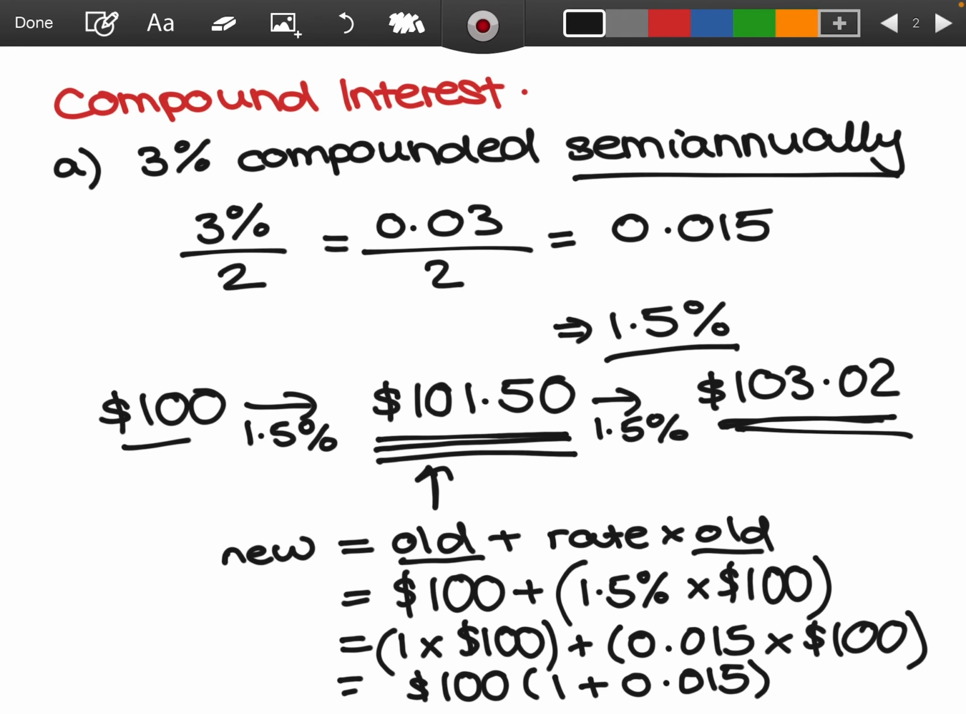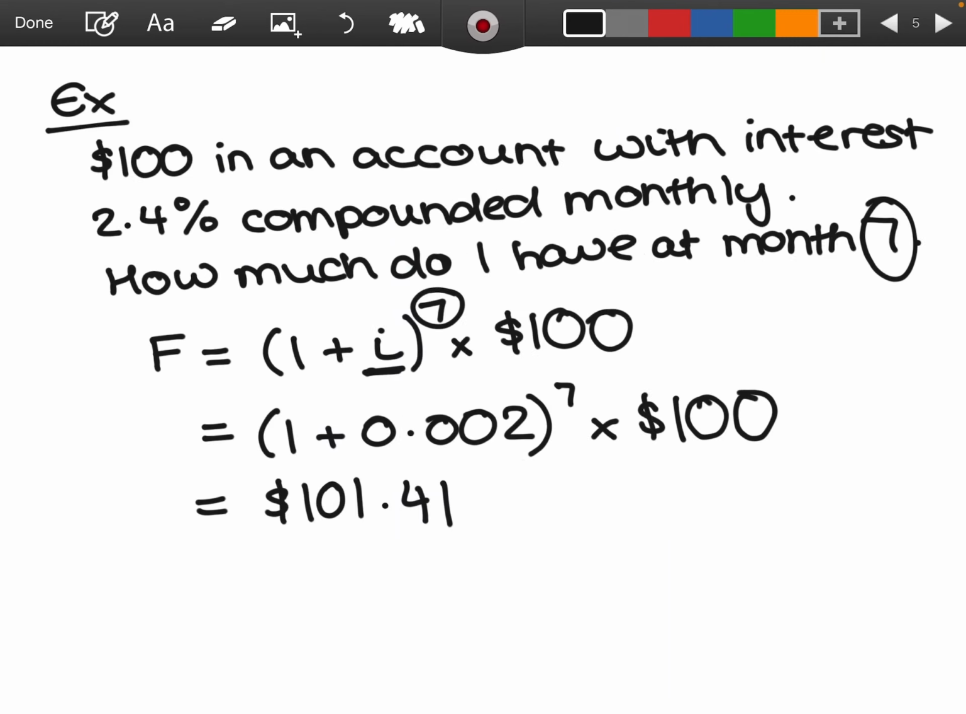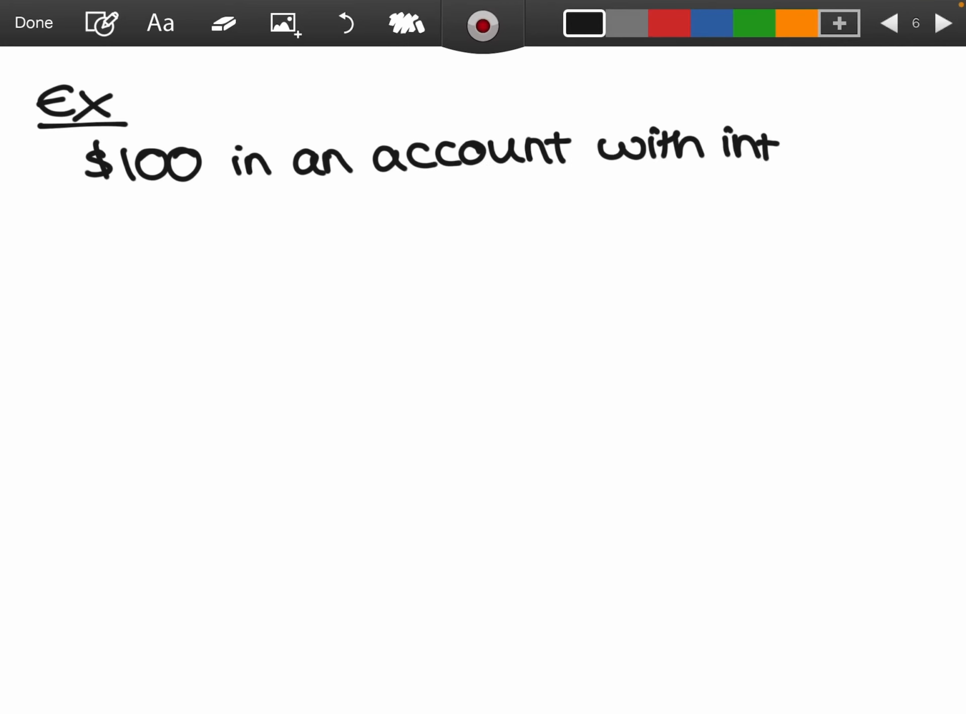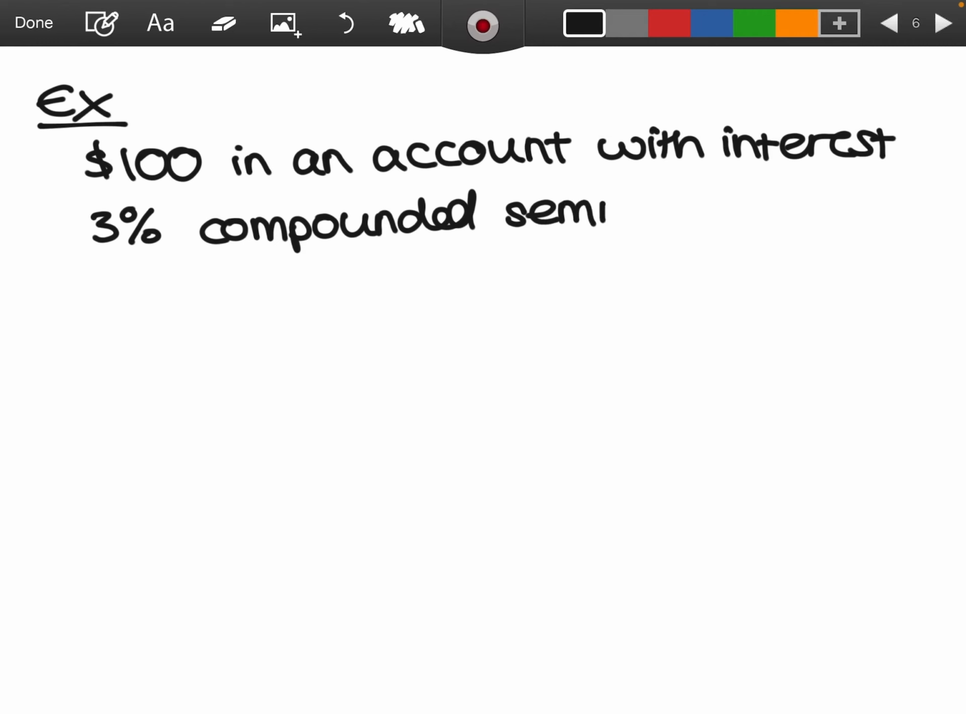We can do one for semi-annually, so let's go back to this example here. Okay, we've got 3% compounded semi-annually. So let's say this time I've got $100 in an account with interest of 3% compounded semi-annually. Okay.